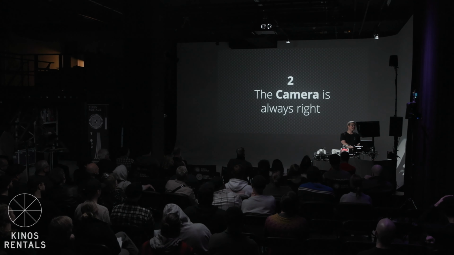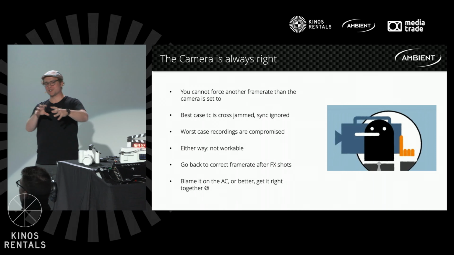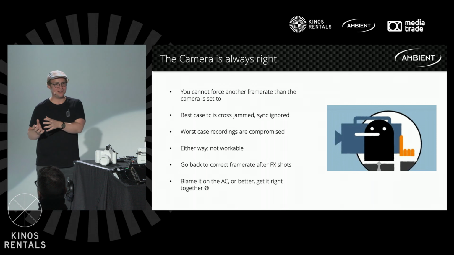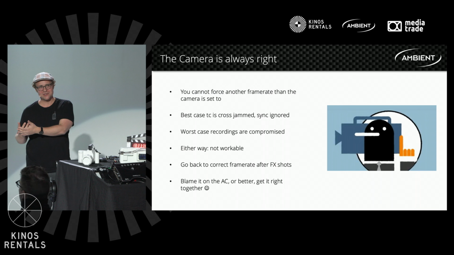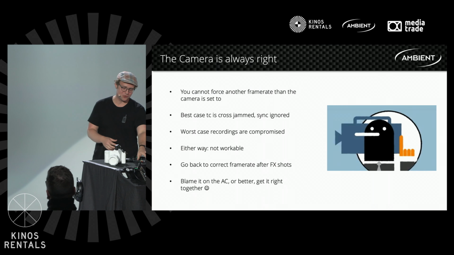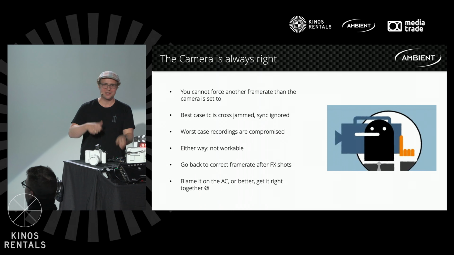Then there is the second important thing. The camera is always right. What I mean by that is there is no way that you can force the camera to take over a different frame rate with a timecode generator. So if you want to shoot on 25 frames, but the camera is set to 30 frames, it's not enough to set the frame rate just on the locket, plug it to the camera, and think you're good to go.